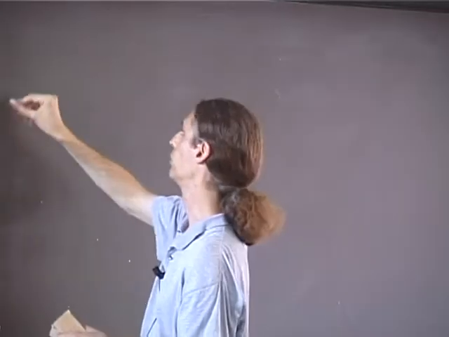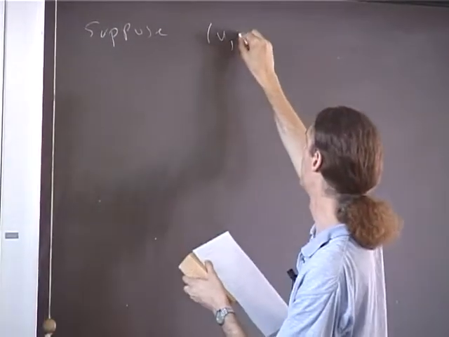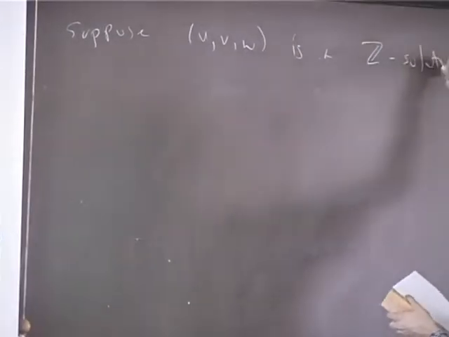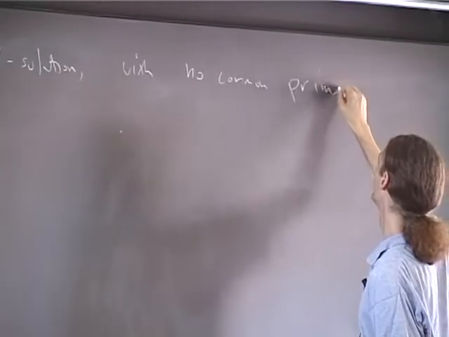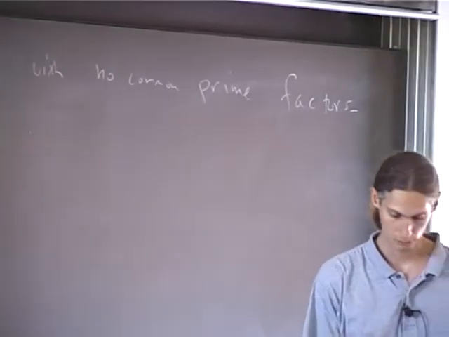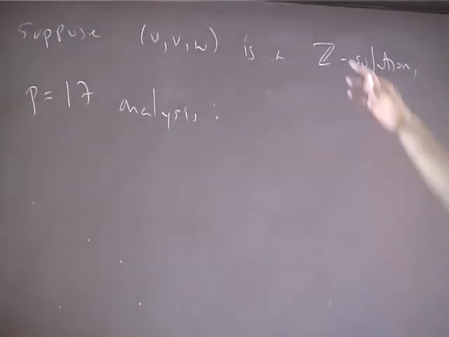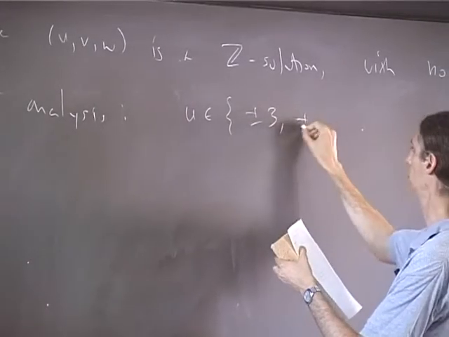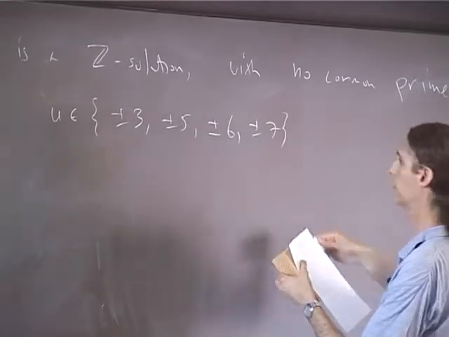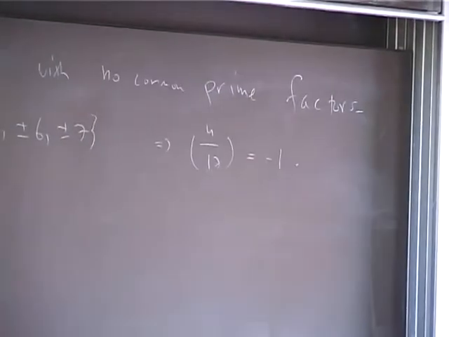Okay, so now I just show you that there are no Q solutions. So suppose there is a solution with no common factor. So then, if you just see what it tells you mod 17, you see that u can only be one of the following choices: plus or minus 3, plus or minus 5, plus or minus 6, or plus or minus 7. In fact, exactly the non-quadratic residues.